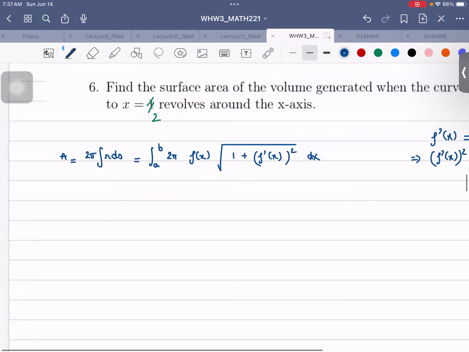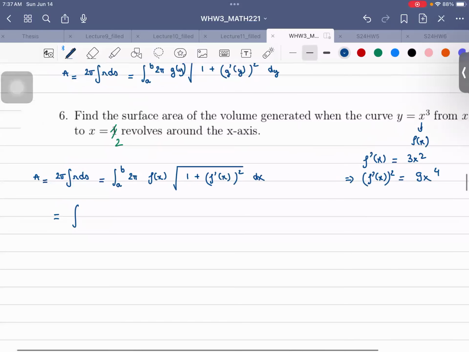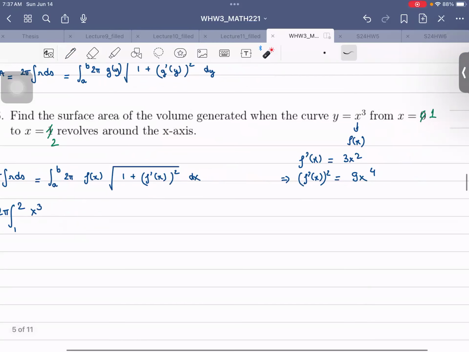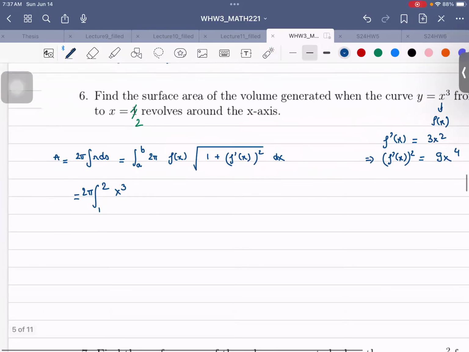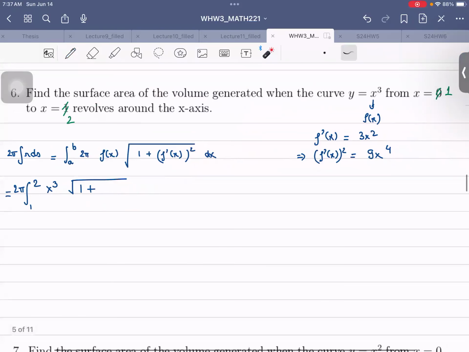Okay, so from here, you can set up your integration. You have the integration from 1 to 2. Let me take 2 pi outside, just a constant. The function f is x cubed, so I have x cubed times the square root of 1 plus f prime of x squared. Therefore, I have 1 plus 9x to the power of 4, dx.